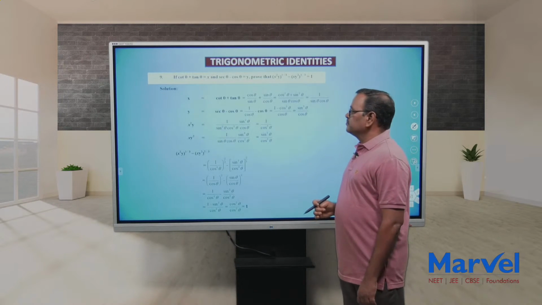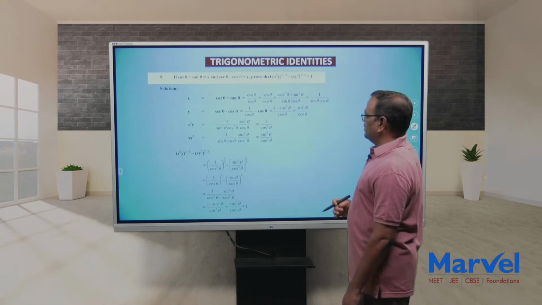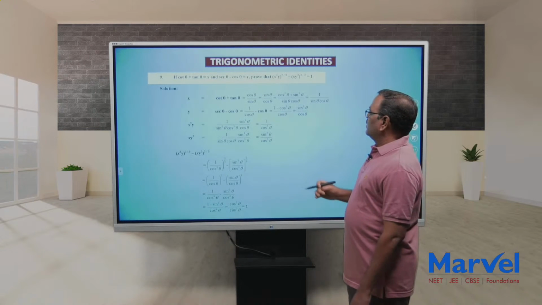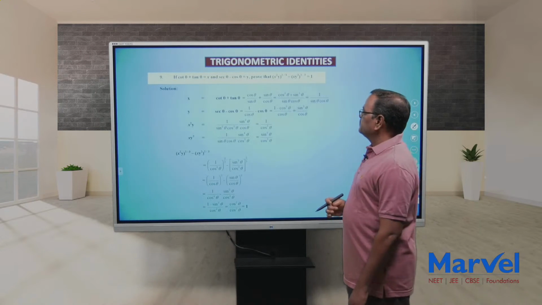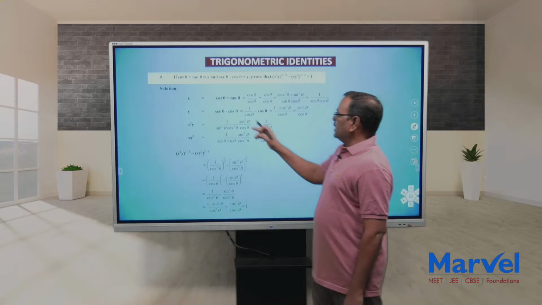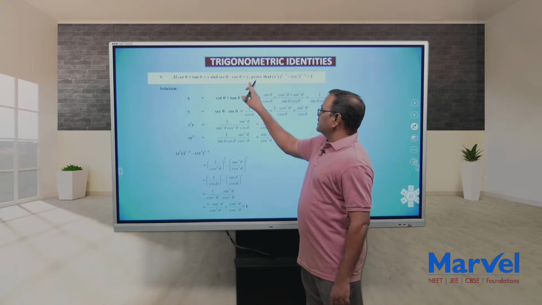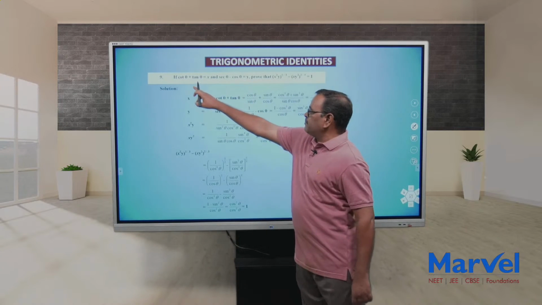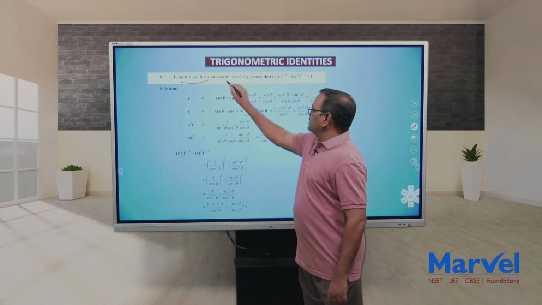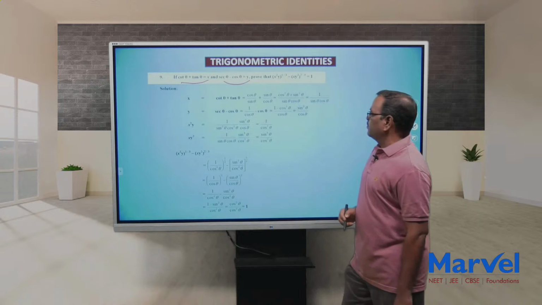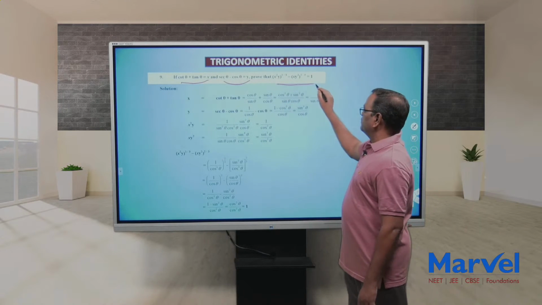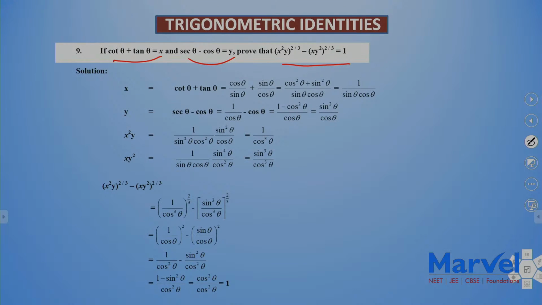Next, conditional identity type 7. One of the tough 4 mark questions. Cot theta plus tan theta equal to x and secant theta minus cos theta equal to y. Prove that this expression holds. For the given expression, first simplify it into the simplest form. Simplest form is nothing but product of the functions.